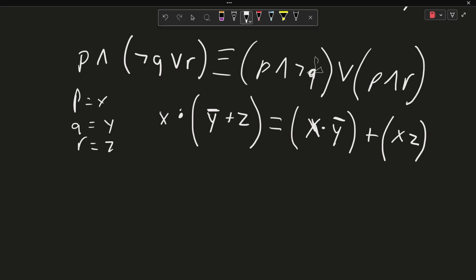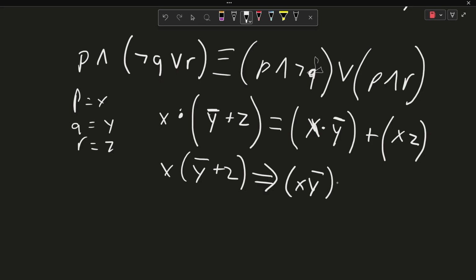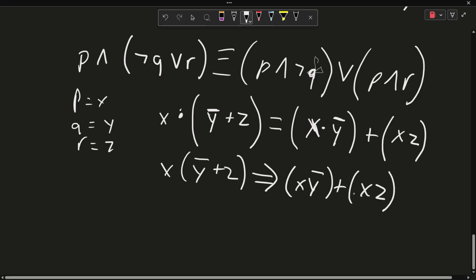Again, if you look at this, it's distributive, right? Yeah, it's distributive, because it just goes Y not plus Z, and when you distribute it, it's X Y not plus X Z. Distributive.